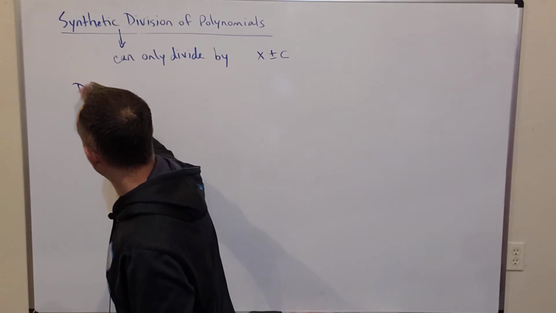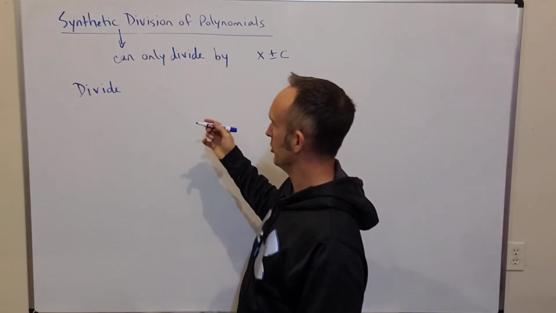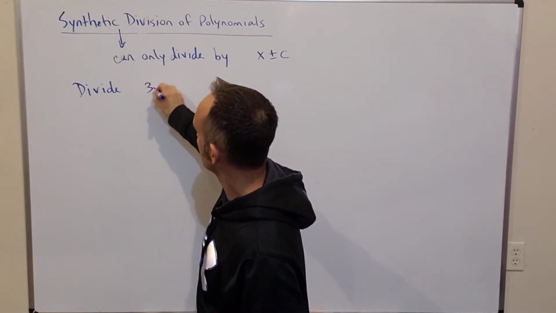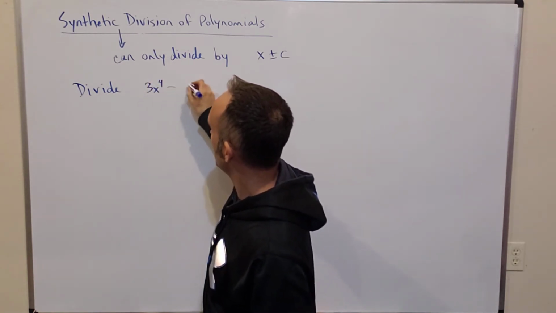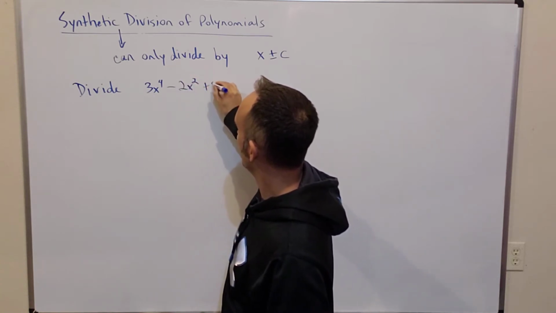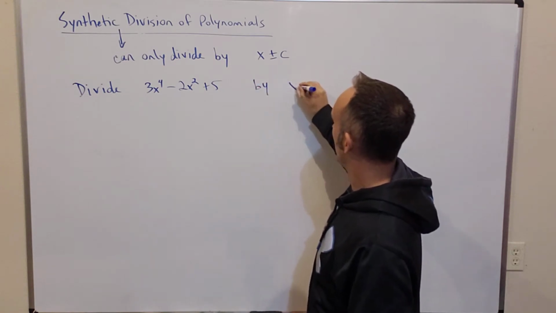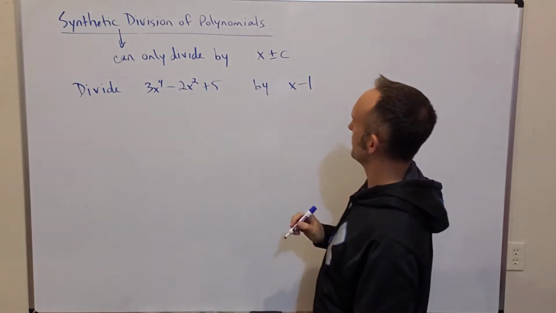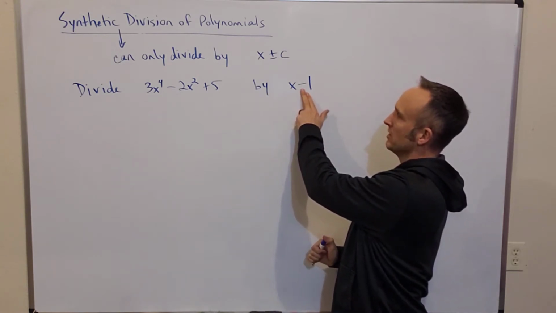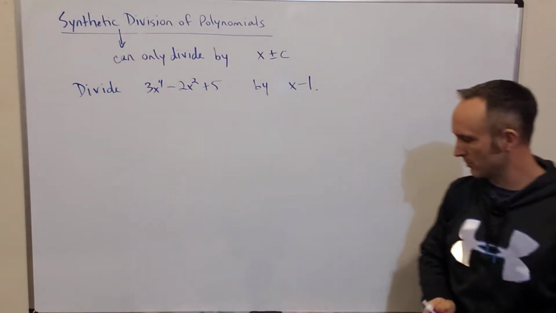Let's try to divide a quartic polynomial, degree 4 polynomial. How about 3x to the fourth minus 2x squared plus 5. Let's divide that by, how about x minus 1? We'll keep it simple. And so you can see the divisor here is x plus or minus a number as we need. So this qualifies for synthetic division.